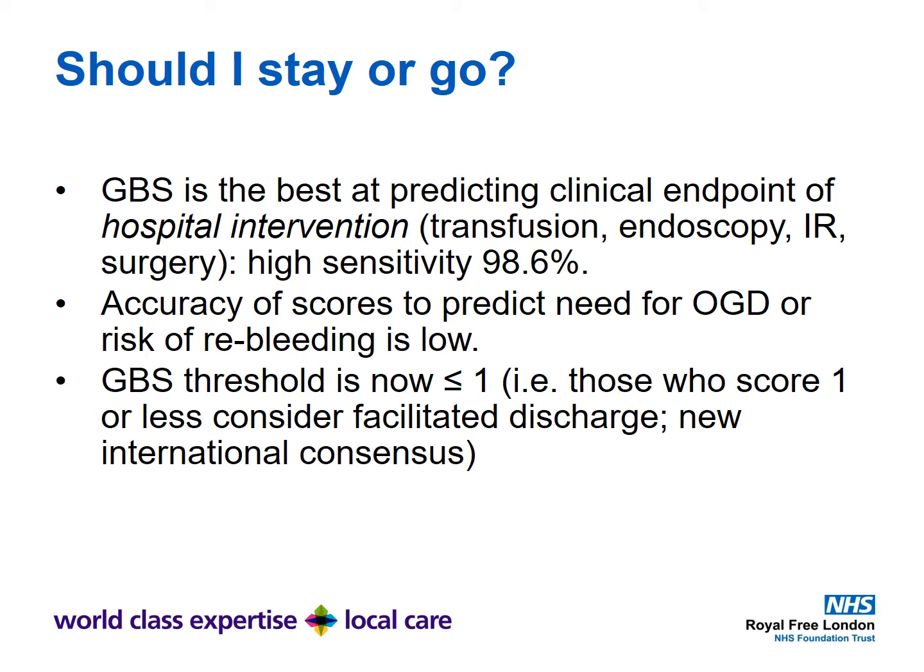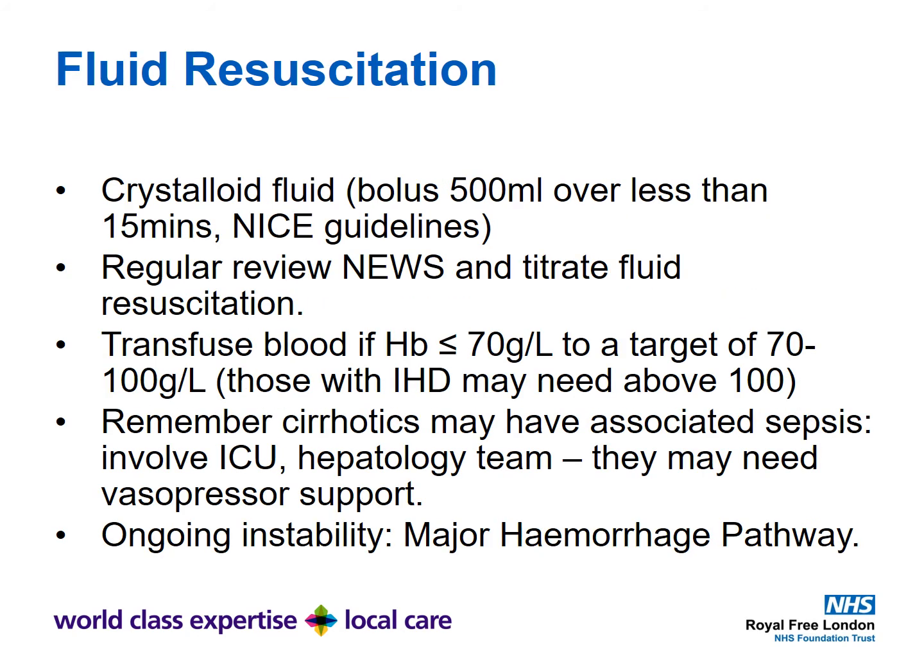Now, previously the Glasgow Blatchford threshold was 0, but now it's 1 or less. So those who score 1 or less, you can consider facilitated discharge. What that means, for example, is that you think your patient will be stable at home, and they can come in at a later date over the next few days for an outpatient but urgent gastroscopy.